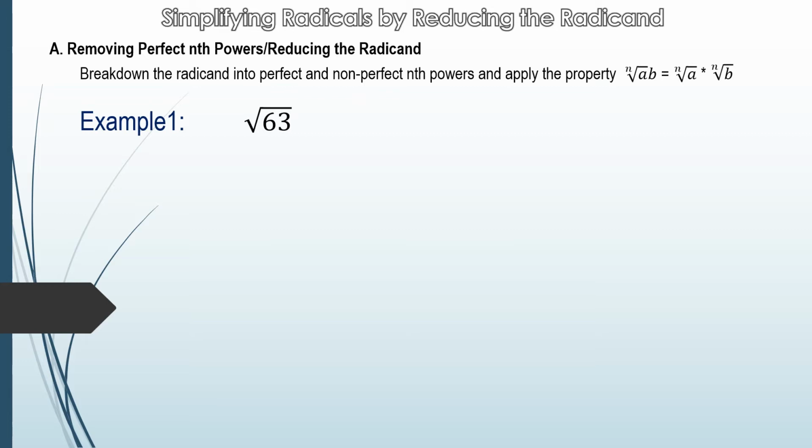So to reduce a radicand means to find a factor of the radicand whose indicated roots can be found. So for example number 1, we have the square root of 63. Here, we're going to think of a factor pair of 63 wherein one of the factors is a perfect square.